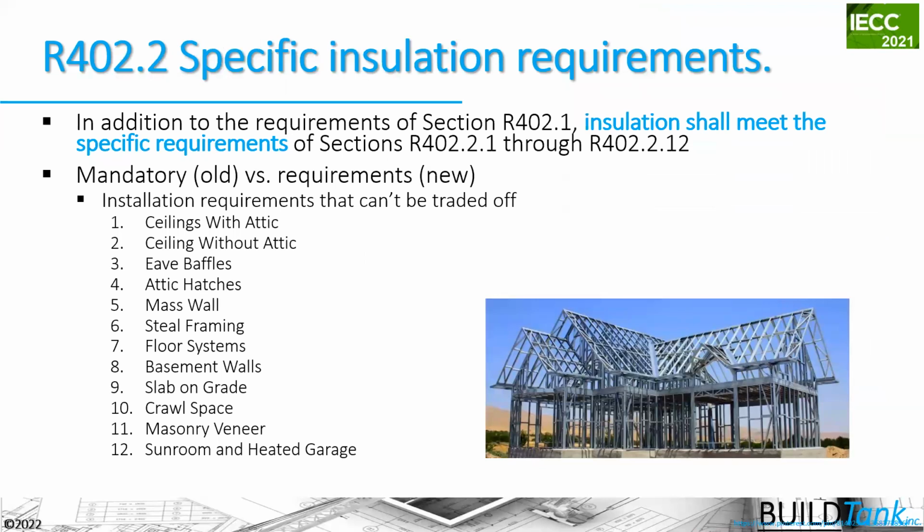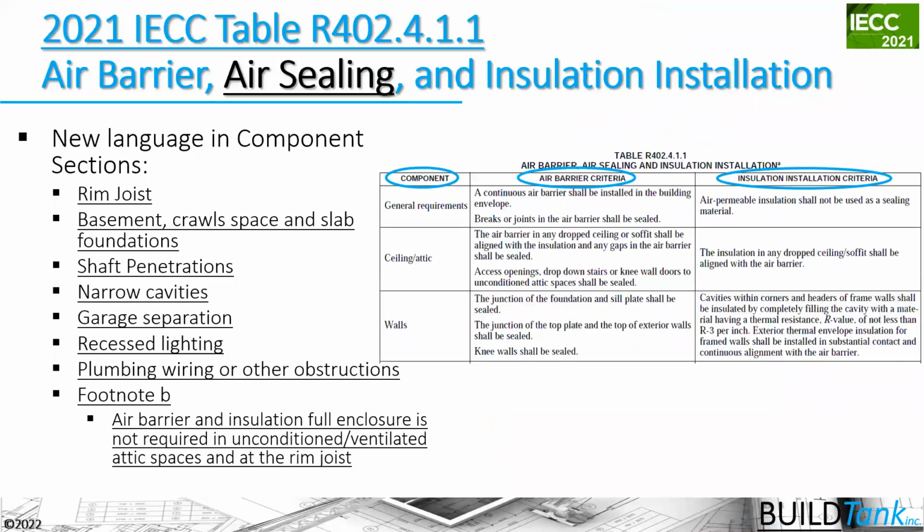Remember that all of these insulation installation requirements have to be included in the compliance option of the code, and these air barrier, air sealing, and insulation installation requirements have to be included in your compliance with the code as well. These are generally things that are inspected for during the construction process and have to be abided by, in essence, there. Now, the things that are bulleted on the left-hand side of this slide are things that have been updated in the 2021 IECC.